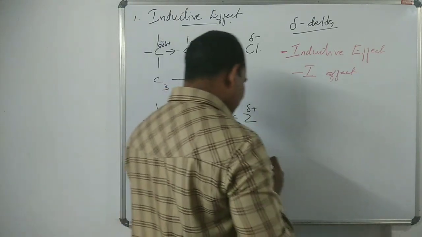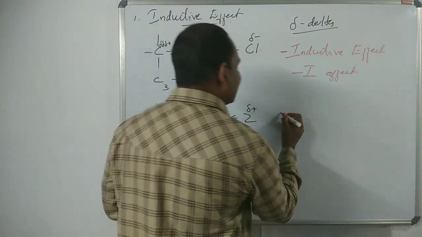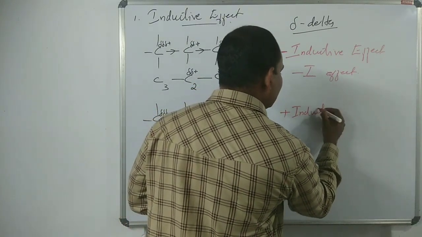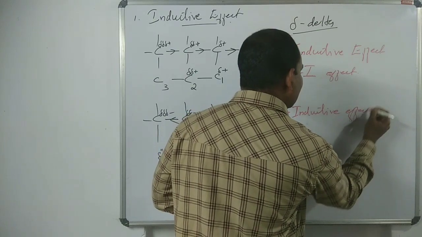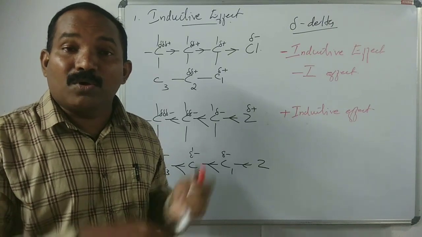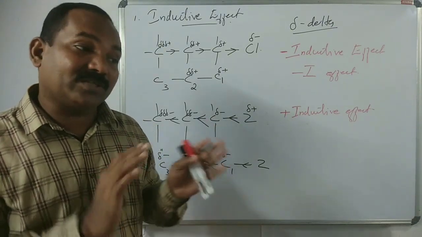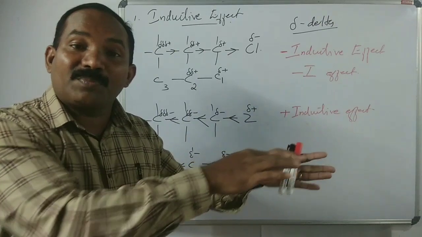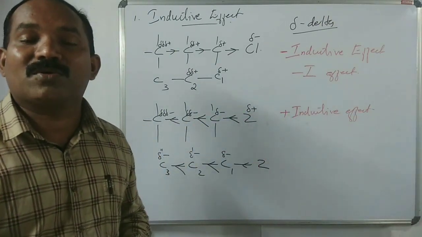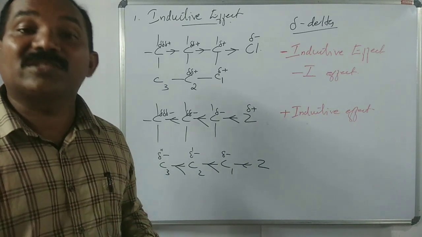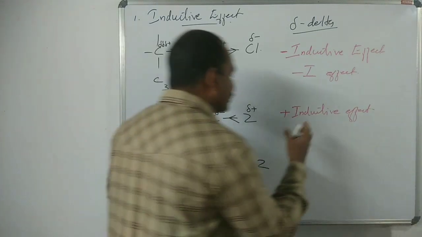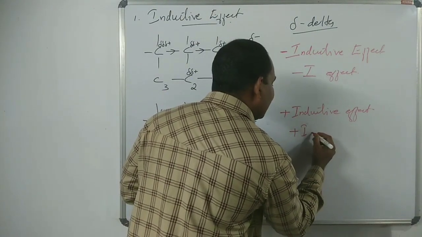And this is called positive inductive effect. So what is positive inductive effect? An atom or group of atoms attached to the carbon chain that pulls or donates the pair of bonded electrons towards the carbon chain is called positive inductive effect or plus inductive effect. Shortly, we can write it as plus I effect.